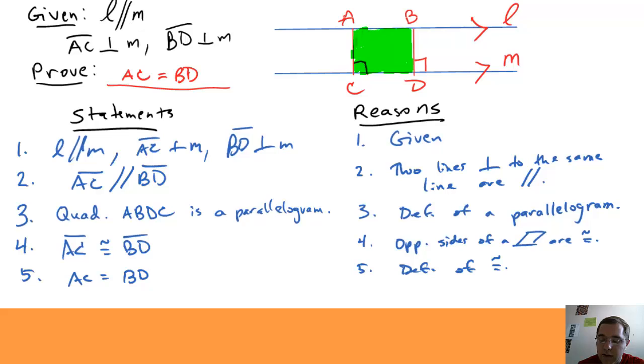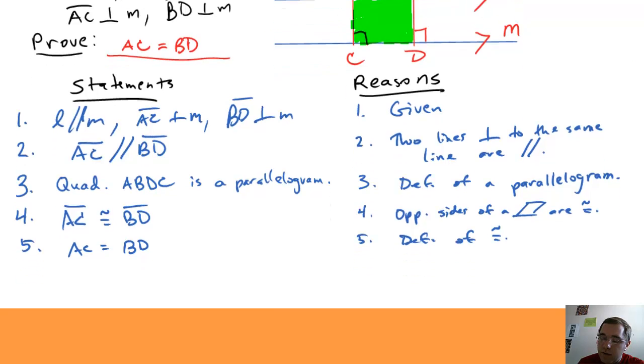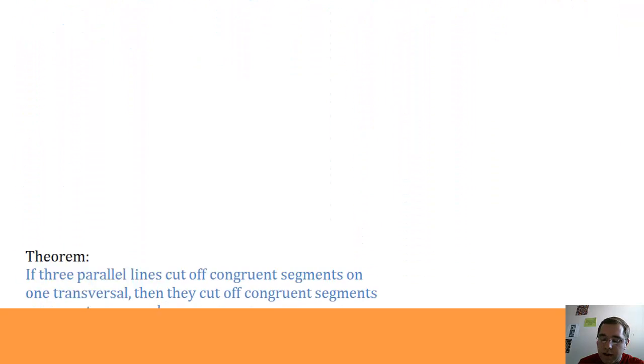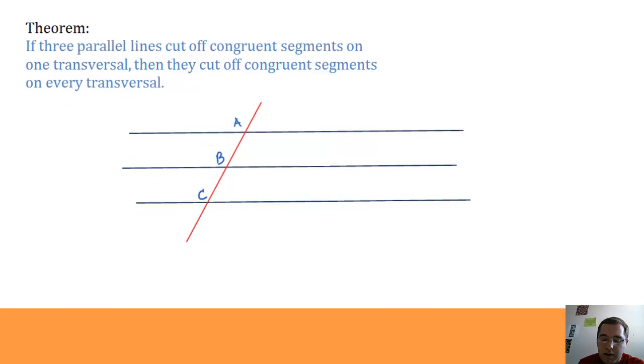So that's the way all of these proofs in this section will work. So we're not going to prove all of these theorems. I'll prove one more in this video, and we'll get to that one later. Take a look at this theorem. If three parallel lines cut off congruent segments on one transversal, then they cut off congruent segments on every transversal.